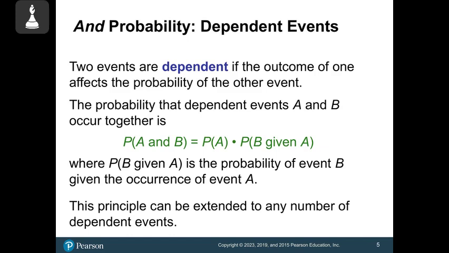So the probability of A and B in this case is the probability of A times the probability of B, given that A has already happened. So there's going to be something slightly different with the second probability to be able to get us our final answer. And just like the other one, it can be extended to more than two events.